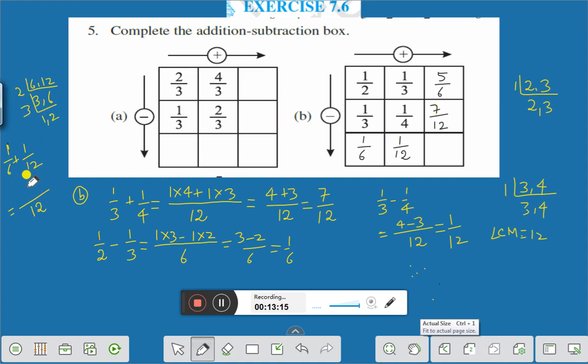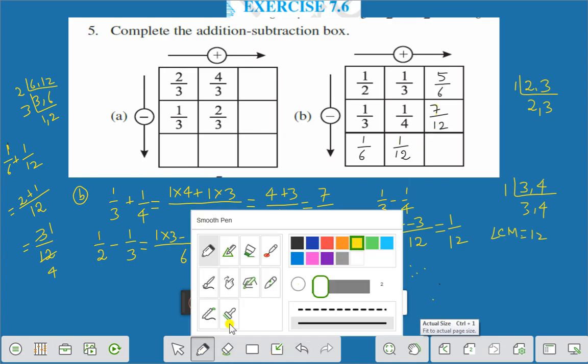12 divided by 6, it is 2. Divided by 12, it is 1. 2 plus 1, that is 3 by 12. Have we changed into lowest terms? 3 1 is 3 and 3 4 is 12. That is 1 by 4. Right? If we add this one, it is 1 by 4. Let us write the value. The value is 1 by 4.